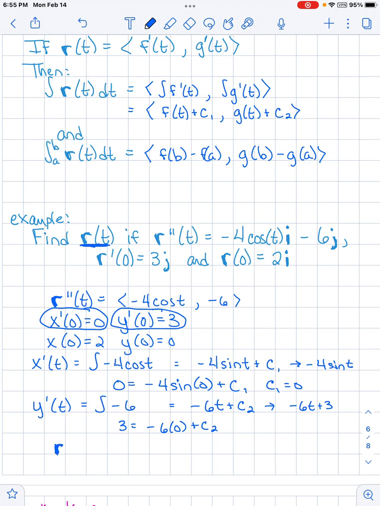So all of that being said, now we know r prime. We know the r prime vector is negative 4 sine t and negative 6t plus 3.